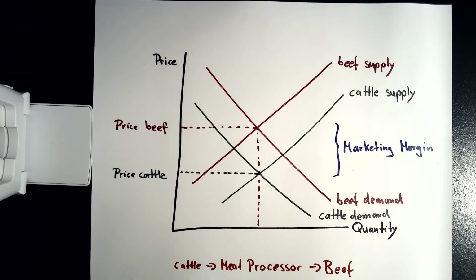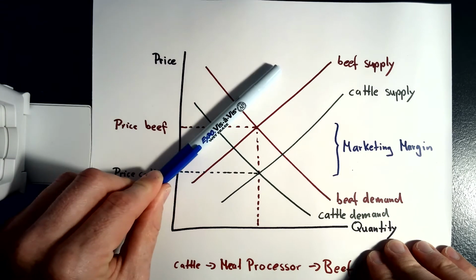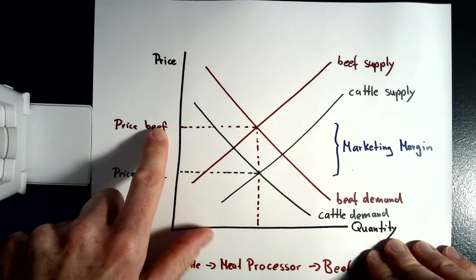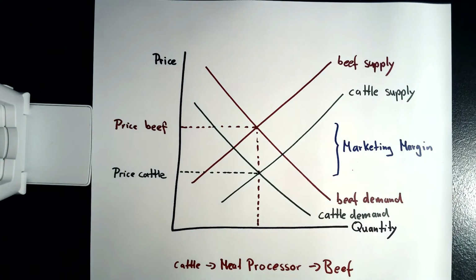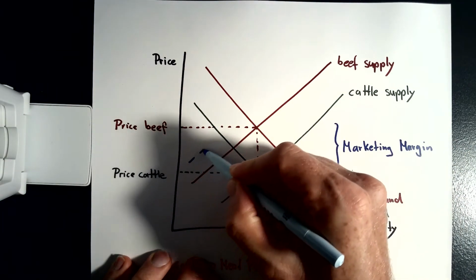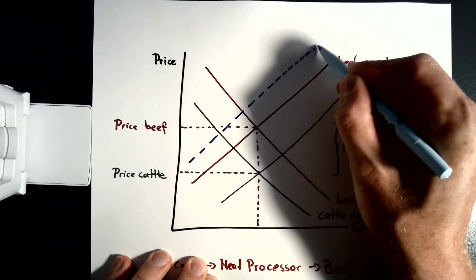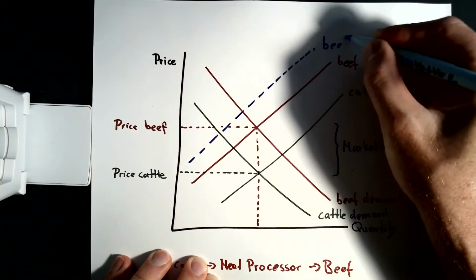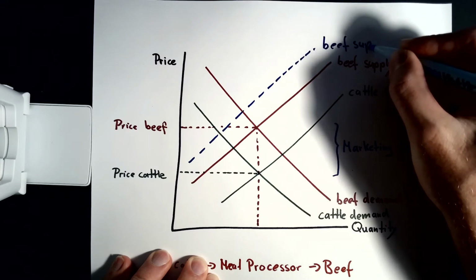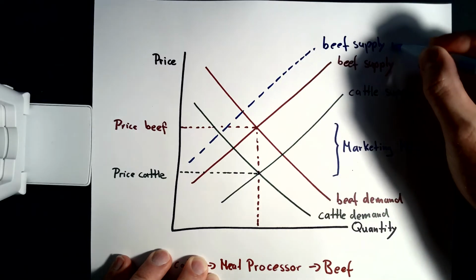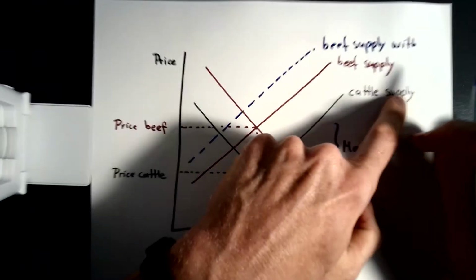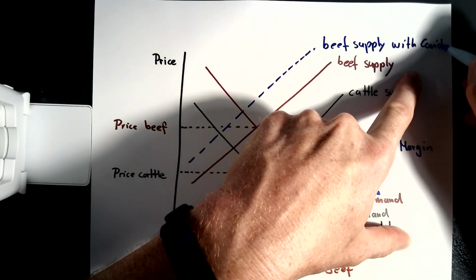Now let us consider what happens if there is the COVID-19 outbreak, for example, in a meat processing plant. In that case, the beef supply is going to shift to the left. For the same price of beef, less beef is supplied. So this is the beef supply with COVID.